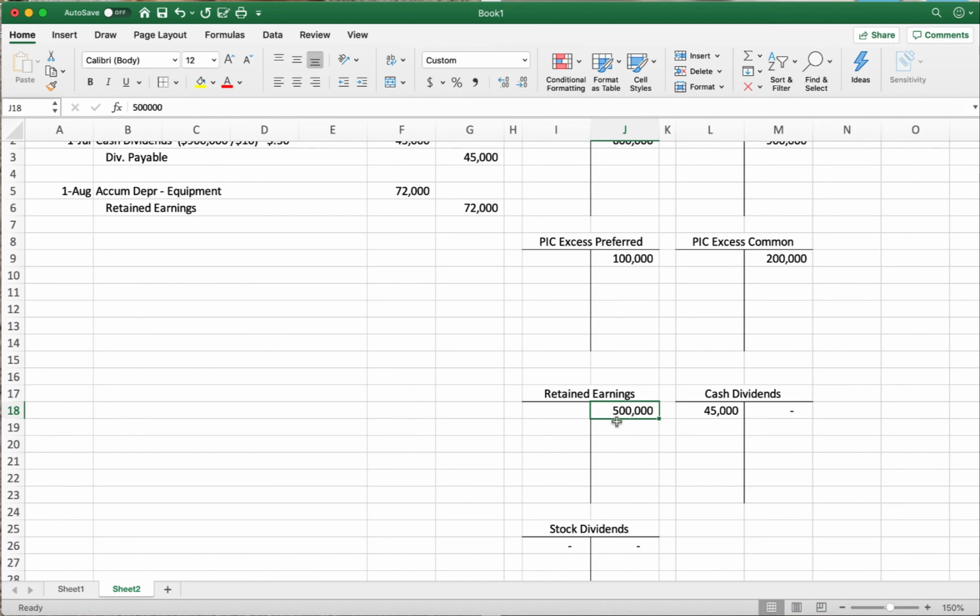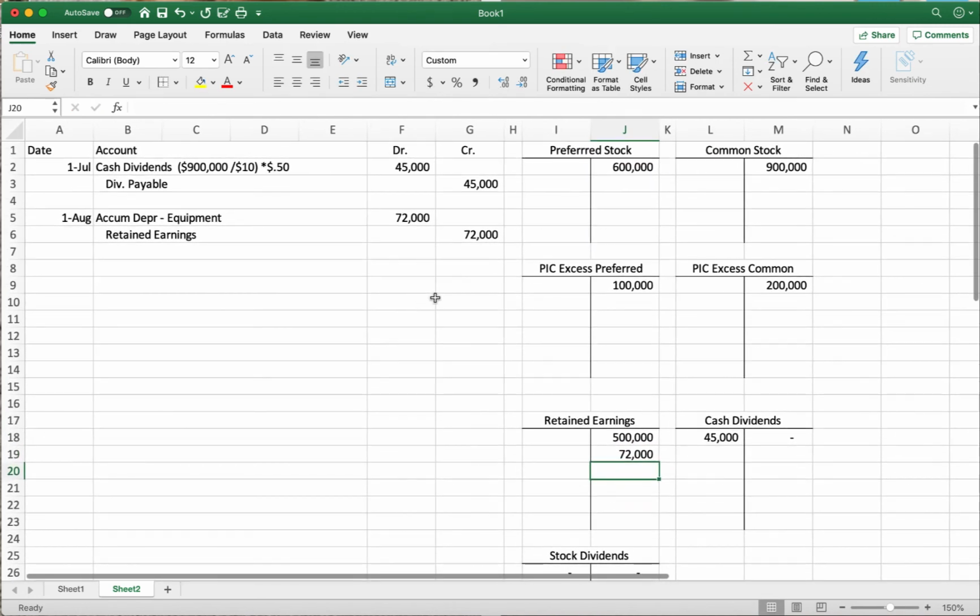That's not correct. That $500,000 should actually be higher, right? It should, because we made a correction based on a previous error. So we should be starting with $572,000. So I'm going to post this credit of $72,000. And we're good, okay?